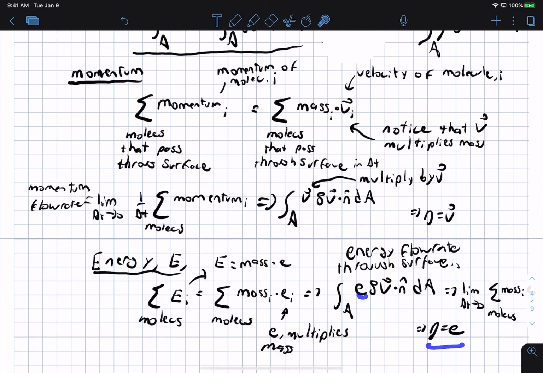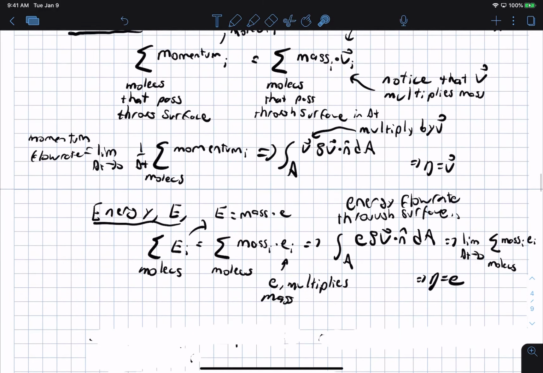And so eta is equal to the internal energy of the molecule. I know in your thermo you are used to using U, but we have U for the fluid velocity traditionally in fluid mechanics. So in fluids, in gas dynamics and things like that, it is very common to use E for internal energy, not little u. That's to avoid confusion with the x component of the fluid velocity vector.